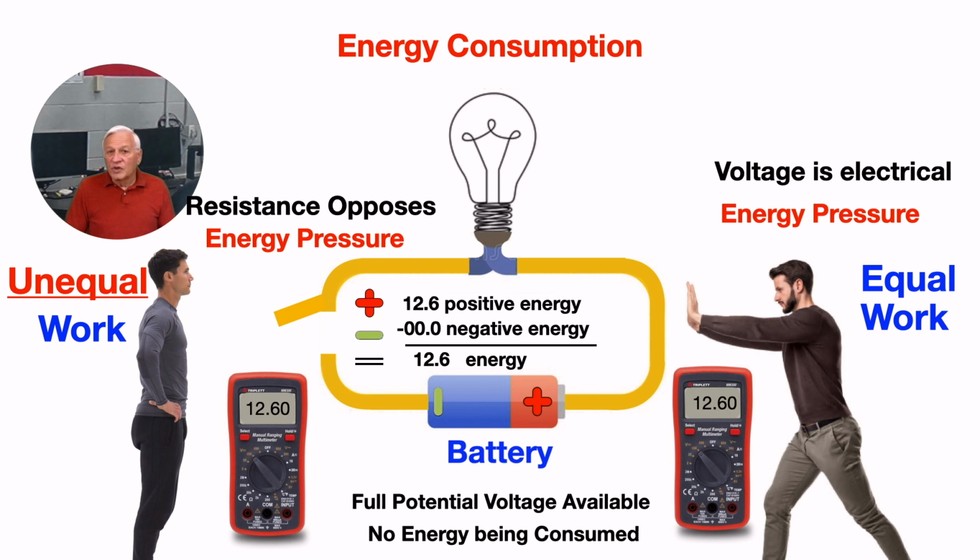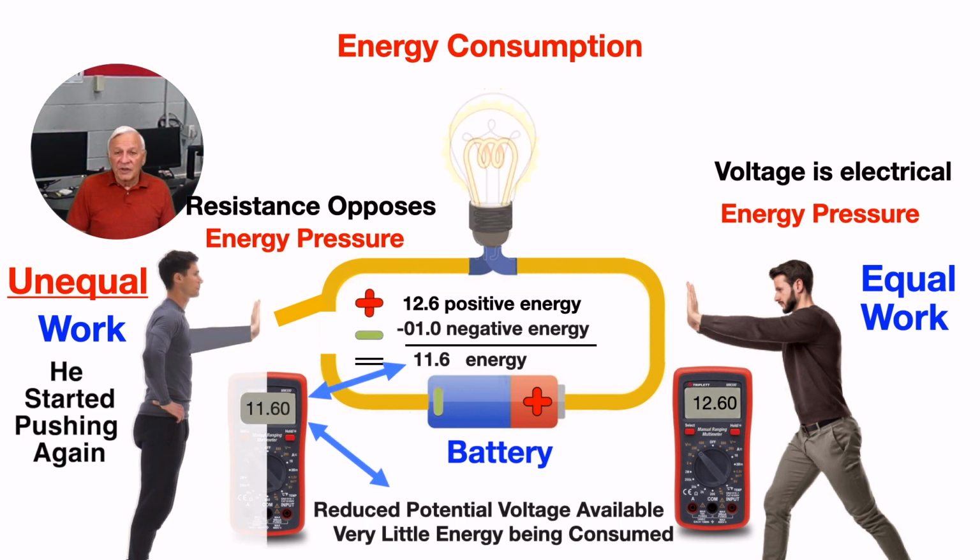But what if there was no resistance energy pressure? Nothing opposing the voltage. The pressure would be unequal. The unequal pressure would mean there would be no work. The bulb would not light up. The energy would not be consumed. And since it is not consumed, it is still at full potential, and the reading would be 12.6 volts.